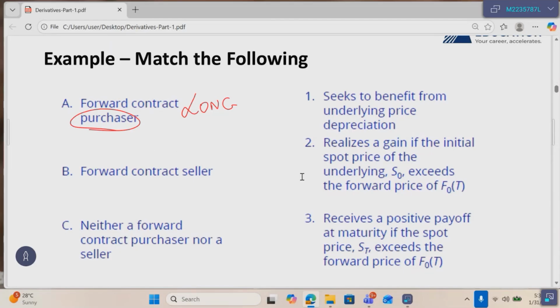He will receive a positive payoff if the spot price exceeds the forward price. So he agreed to purchase at a certain forward price. If the spot price goes up, he agreed for cheap, right? So he will surely get a positive payoff if he has agreed for a cheaper price. For that to happen, the spot price should go up. Okay. Who is the forward contract seller? What does he do? Now, obviously, your purchaser is trying to benefit from an appreciation. A seller will try to benefit from depreciation.